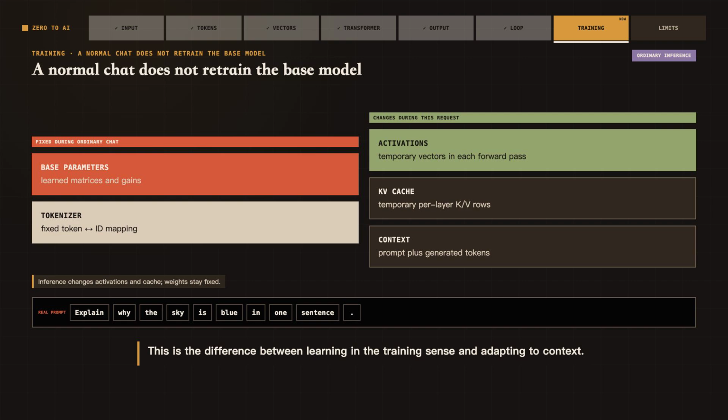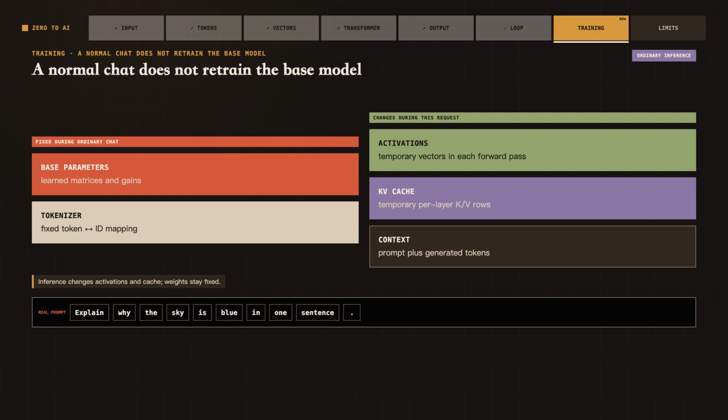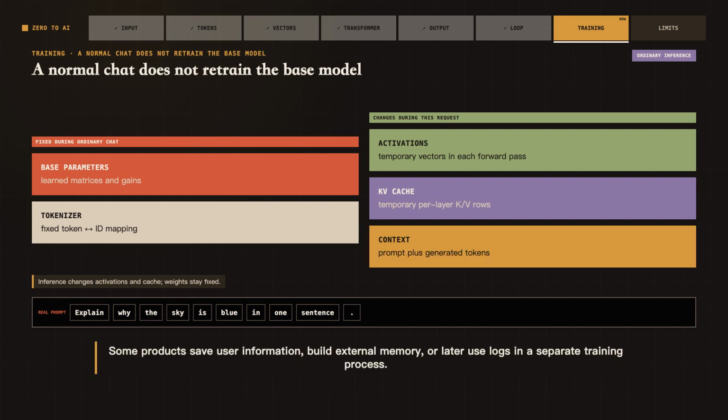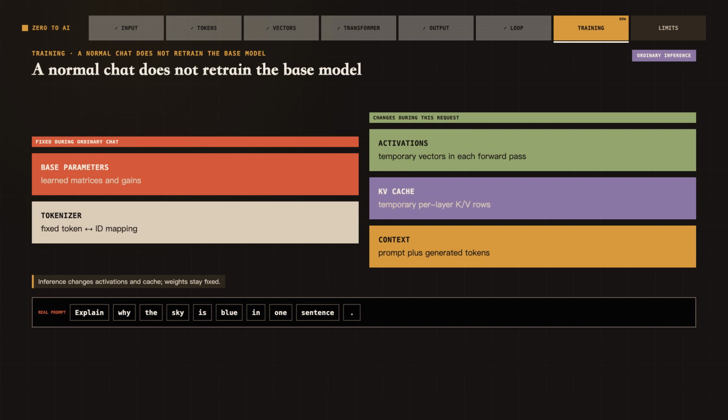This is the difference between learning in the training sense and adapting to context. A model can follow a pattern demonstrated in the prompt without running backpropagation or updating its base weights. That behavior is often called in-context learning. Some products save user information, build external memory, or later use logs in a separate training process. Those are product and data policy choices. They should not be confused with the forward pass of the language model.